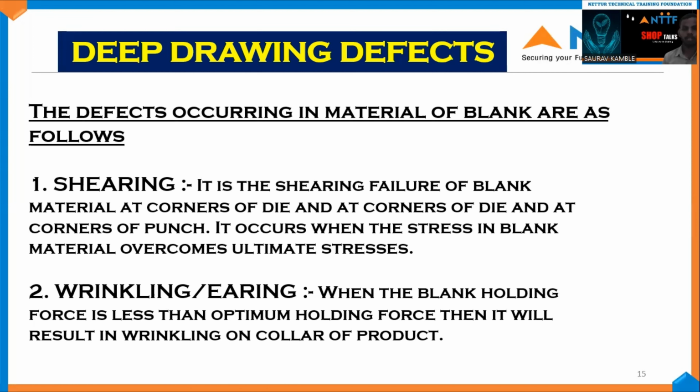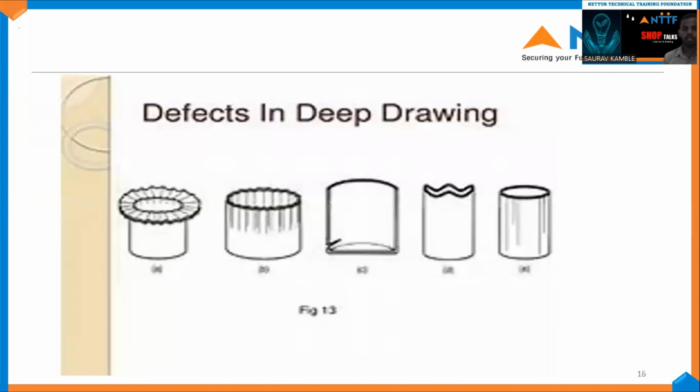When the blank holding force is less than the optimum holding force, it will result in wrinkling on the collar of the product. These are a few surface defects occurring in deep drawing. First, wrinkling on collars. Next, wrinkling on side walls of the components. Next, shearing. And the fourth one, earring defect. And the last one is scratching. This defect can be avoided by using good lubricant.